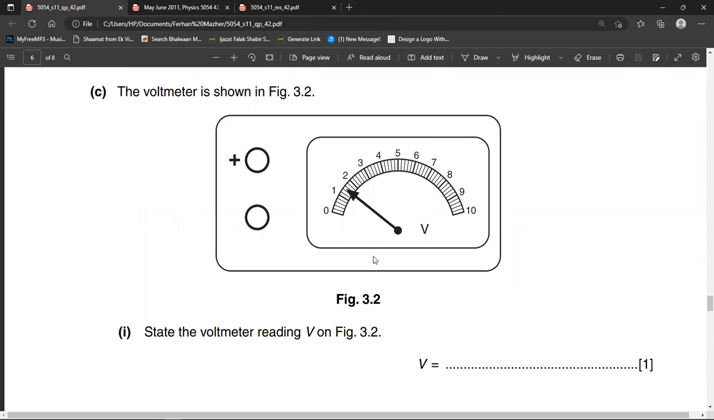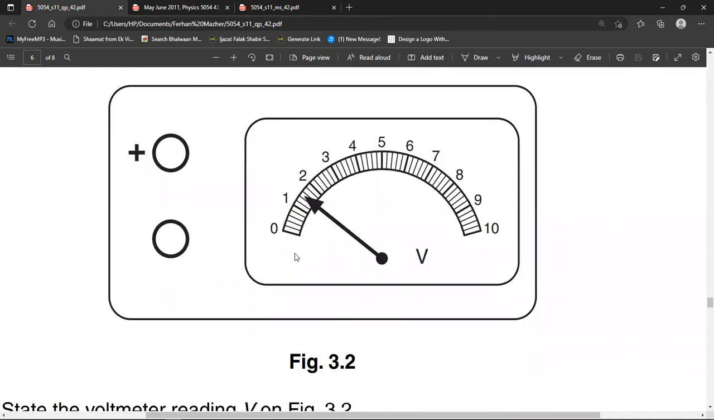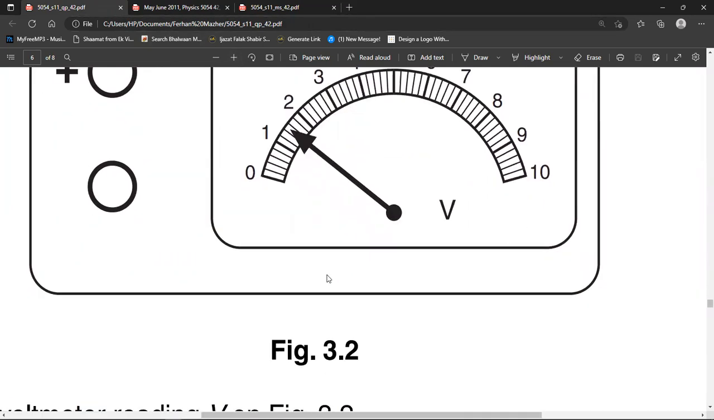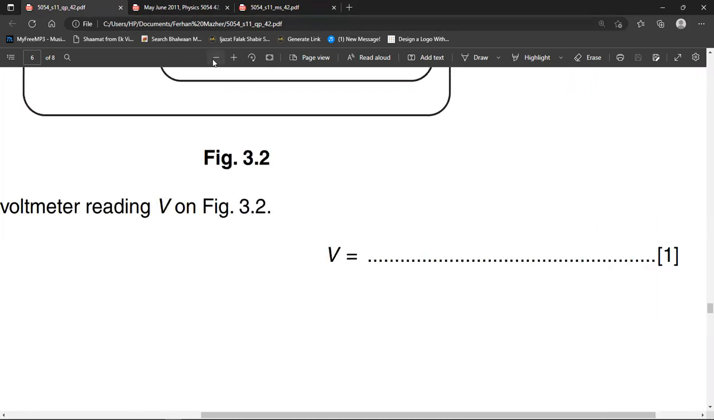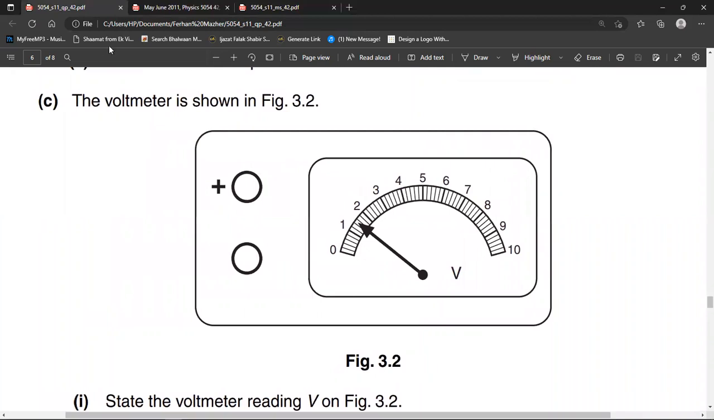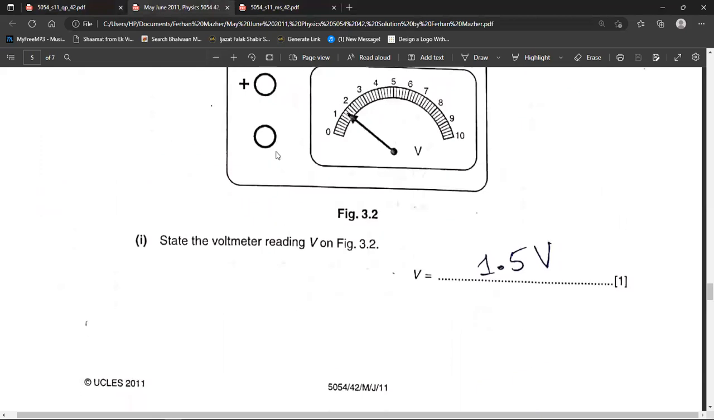Okay, we can increase the size to make it easier for you. So this is 1, this is 2, so there are 5 gaps here. So this is 1.5 volt. The reading is 1.5 volt. Let's check. 1.5 volt.